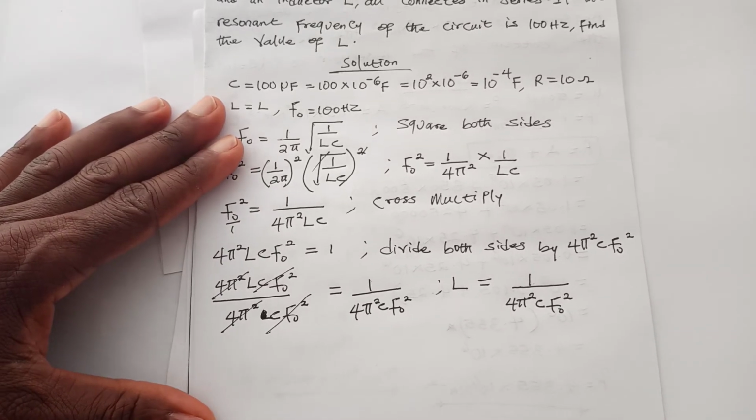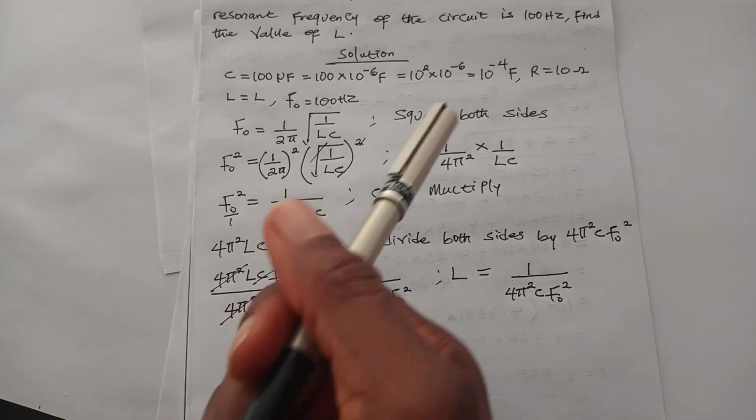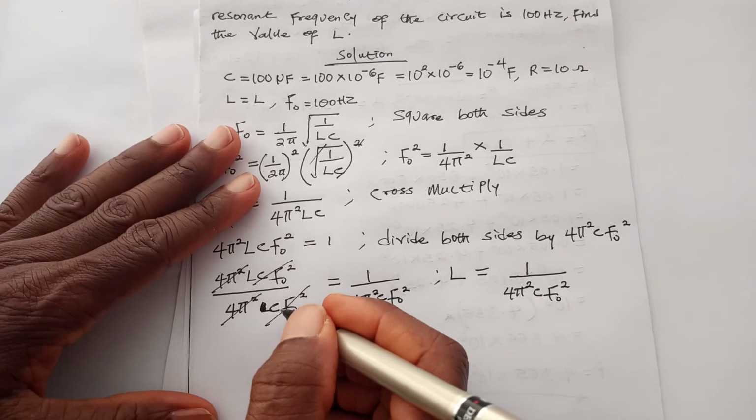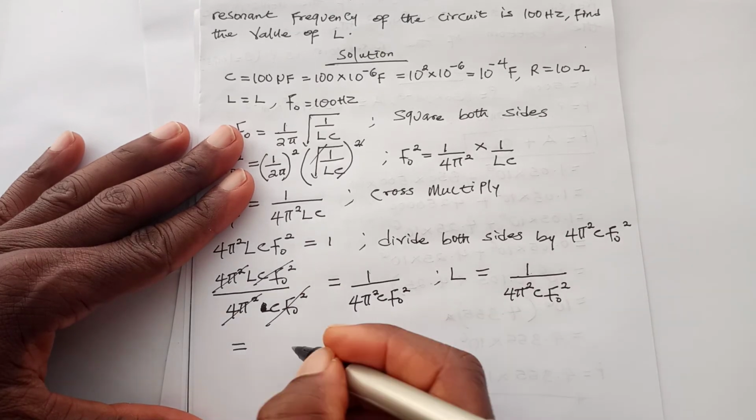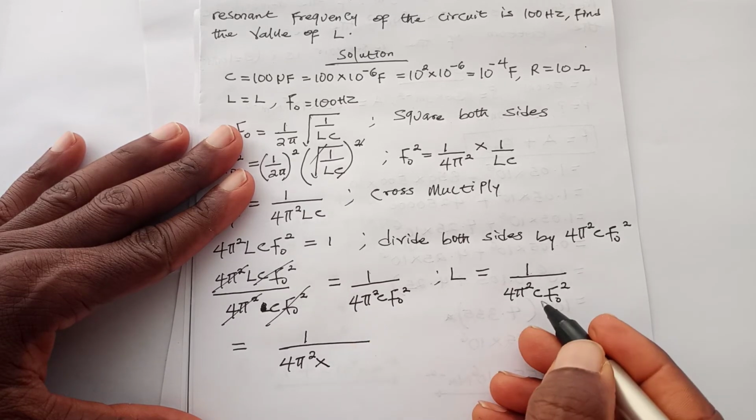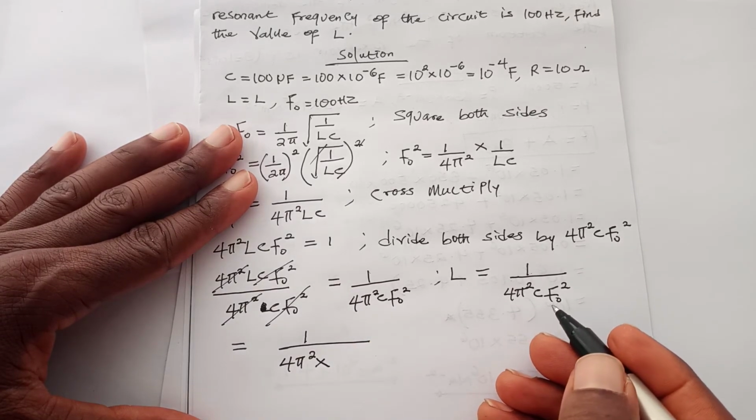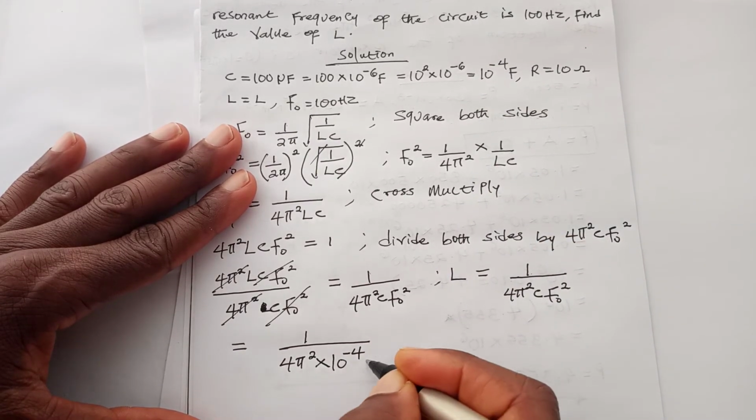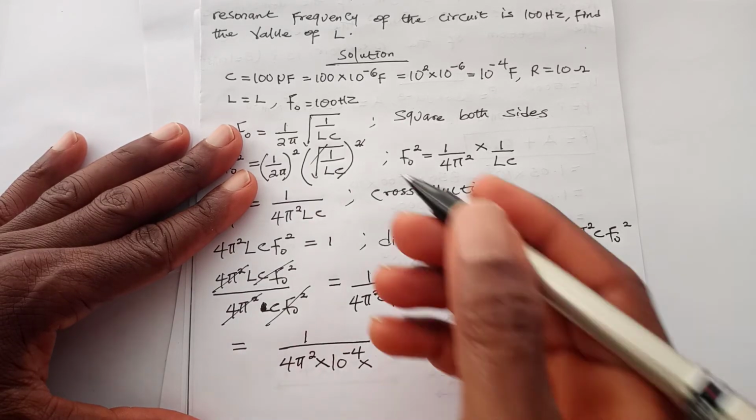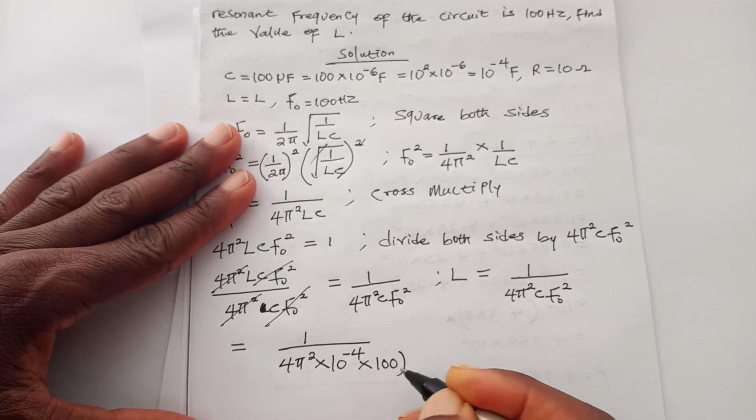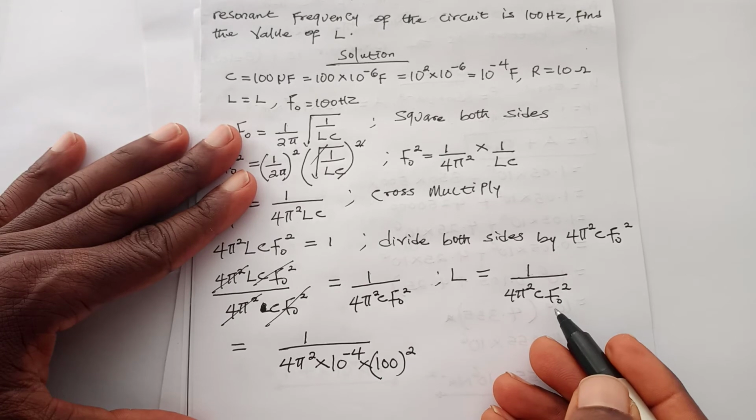All right. Now, this is not the answer because you have some parameters here, right? So you have to put in your parameters to make your work easier. So let's go now to finish up your work. So I can say that is 1 over 4 pi squared times C. Your C is 10 raised to the power minus 4, times your F naught. F naught is 1000. So that will be 100 all squared because you have F naught squared.